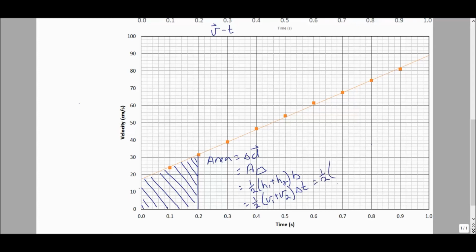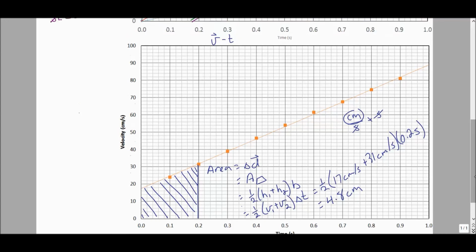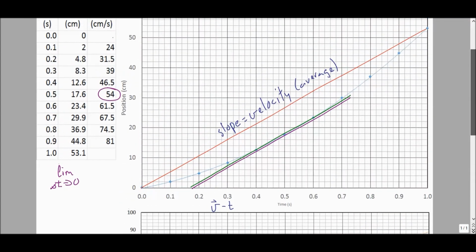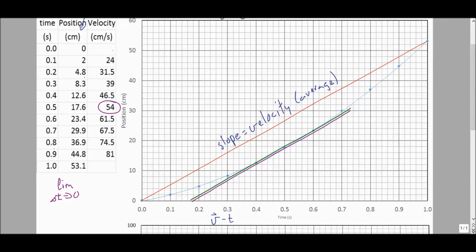You'll see this equation again before this unit's finished, but for now we'll plug in the numbers we read from the graph over the 0.2 second interval, and we find a displacement of 4.8 centimeters. Note that the units are consistent with displacement, as centimeters divided by seconds times seconds yields a unit of centimeters. If we go back up to the data table, we see that the displacement after 0.2 seconds was 4.8 centimeters. This can also be seen by reading the value from the position time curve at 0.2 seconds.